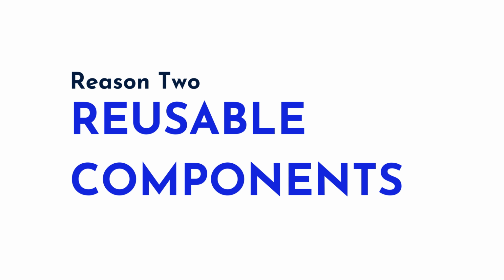Reusable components are independent and self-contained units of code that can be used in multiple parts of an application. The goal of reusable components is to promote code reuse, reduce redundancy, and improve maintainability by making it easier to update the code in one place and have those changes reflected throughout the application.